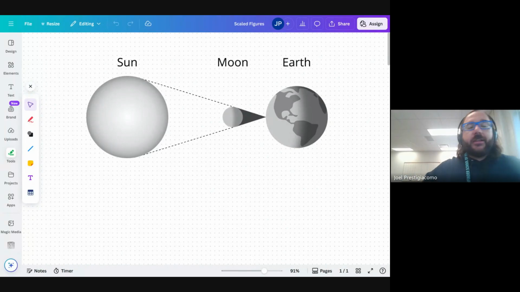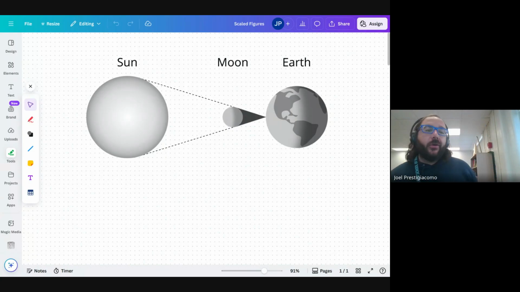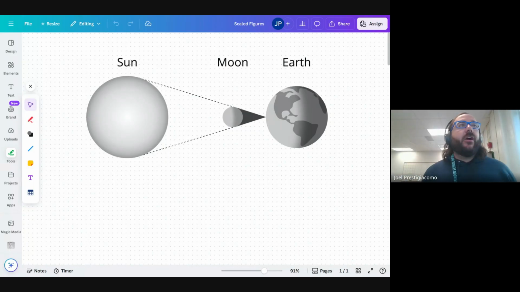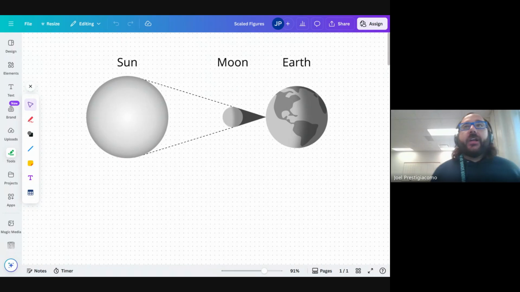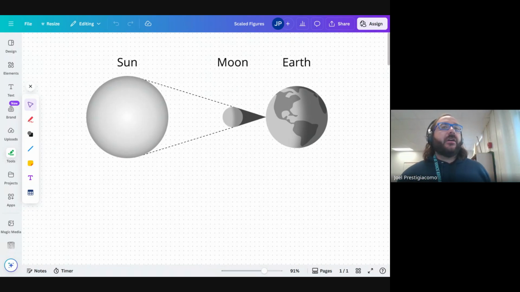Hey everyone, today we're going to look at Unit 3, Lesson 2, and this is all about scaling and scale factors again. The concept here is that we are able to look at different objects that share certain properties, and we can compare them using ratios or fractions.